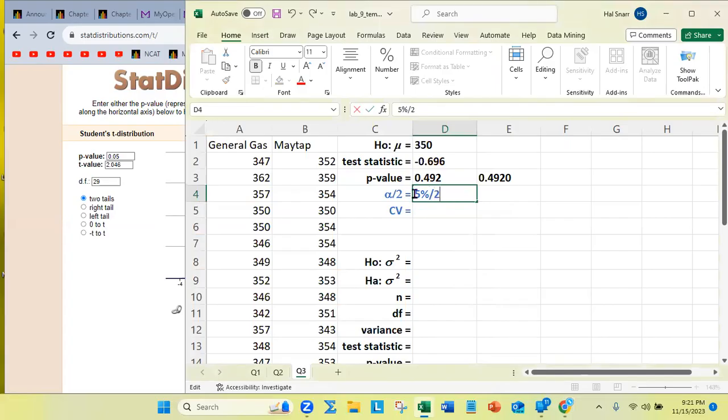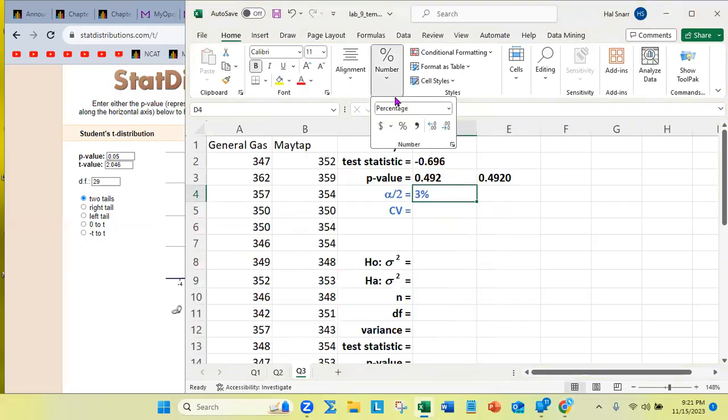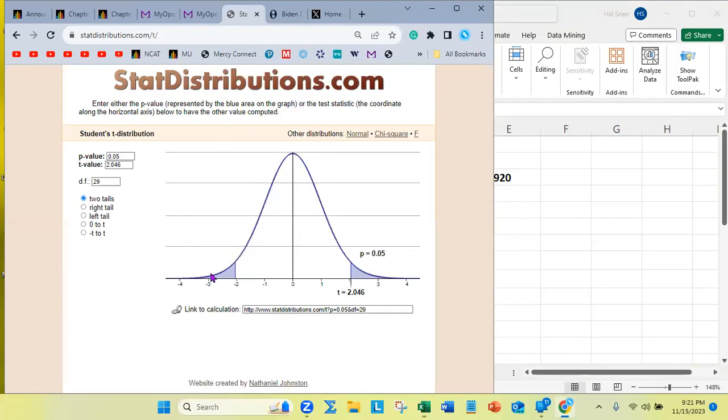I'm going to divide this alpha by 2. So this is the probability of being in that lower tail, right? 0.025, right? So this is 0.025 or 2.5%, and this is 2.5%. 2.5 plus 2.5 is 5%, right? 5%.